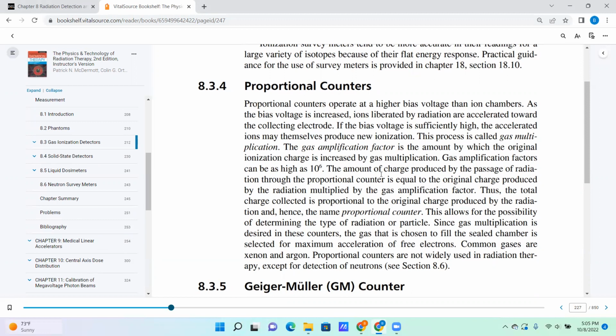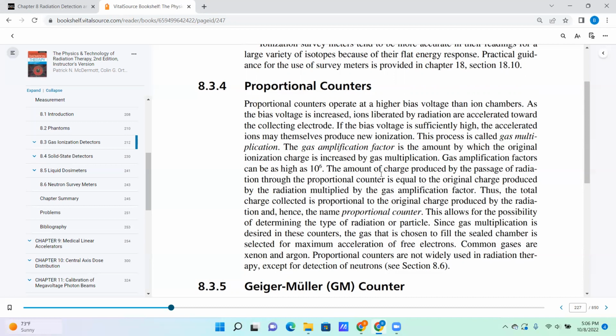The amount of charge produced by the passage of radiation through the proportional counter is equal to the original charge produced by the radiation multiplied by the gas amplification factor. So the total charge collected is proportional to the original charge produced by the radiation, and hence the name proportional counter. This allows for the possibility of determining the type of radiation or particle.